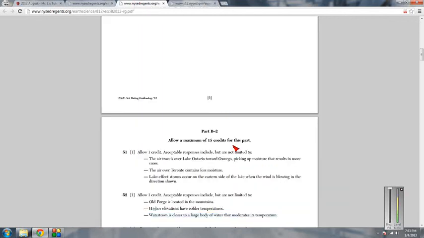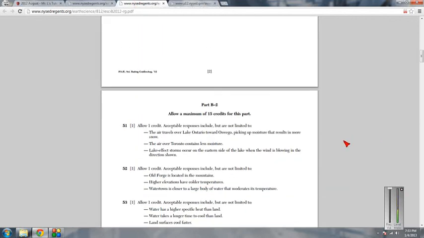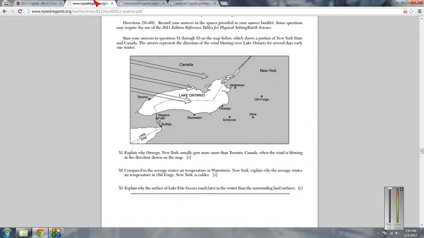But again, let's look at their answers, and they say water has a higher specific heat than land, or water takes longer time to cool than land, or land surfaces cool faster. Okay, that one goes back to my point that it's only 18 inches of soil that you're really freezing. So, okay, that is the first section here.